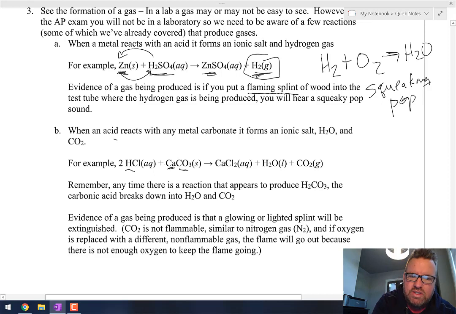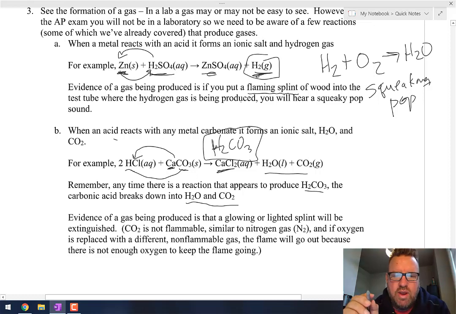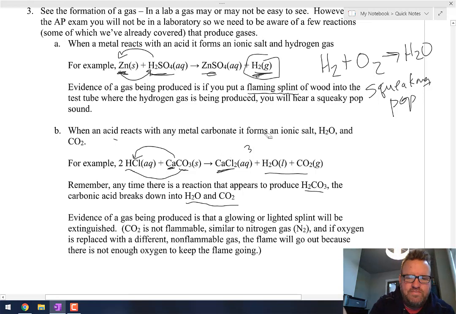Now notice here, this is a double replacement reaction where the calcium is going to go with the chlorine to make calcium chloride, and the H goes with the CO3, and again, it should make H2CO3, but anytime you form H2CO3, that acid will break down into H2O and CO2. Don't ever form H2CO3 on the AP test. Always break it apart into H2O and CO2.